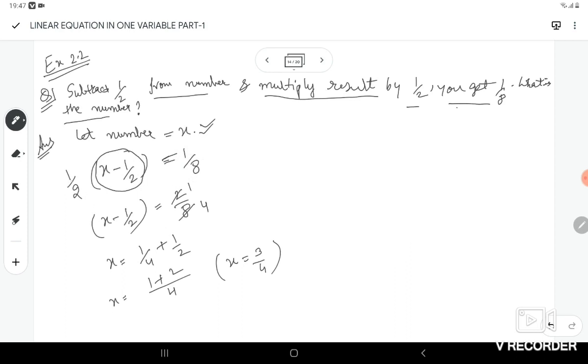Now transposing 1 by 2 to the right hand side, the denominator becomes multiplied to the numerator. It gives x equal to 1 by 4 plus 1 by 2. Now taking the LCM and solving the numerator, we get x equal to 3 by 4. So the number comes out to be equal to 3 by 4.